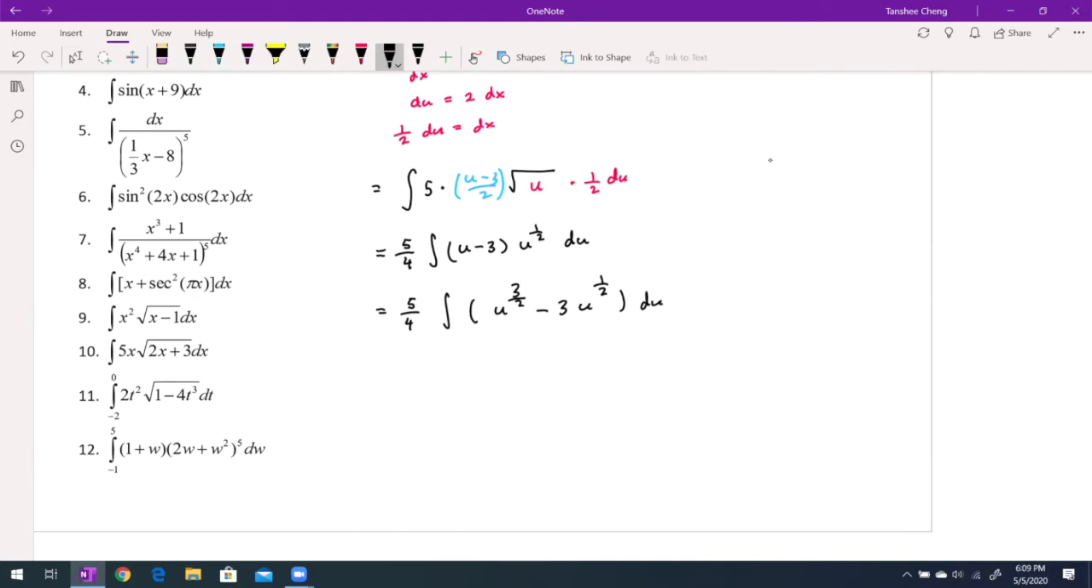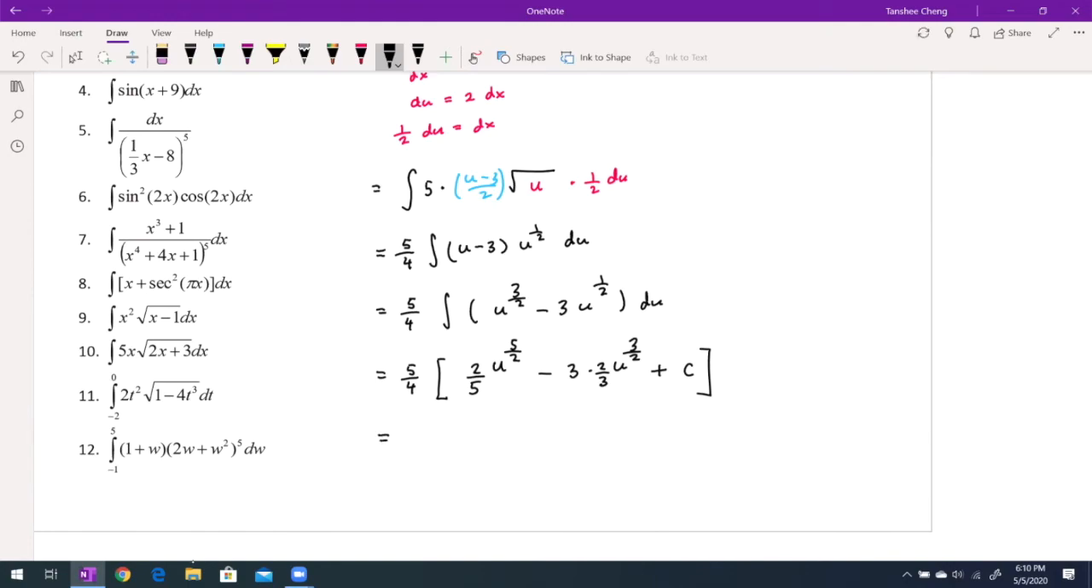I have written down enough step by step such that now you should be able to see this integral of a difference is basically a difference of integrals. So I'm going to be taking the integral of each term. So this will be 5/4 times the integral of the first term: you add 1, which is going to be 5/2, divided by 5/2, so you multiply by the reciprocal, minus 3 times, you add 1/2, multiply by the reciprocal, 2/3, right? And then plus a constant.